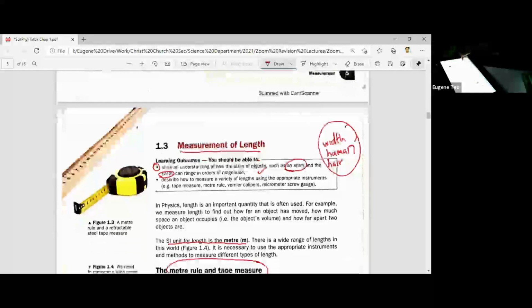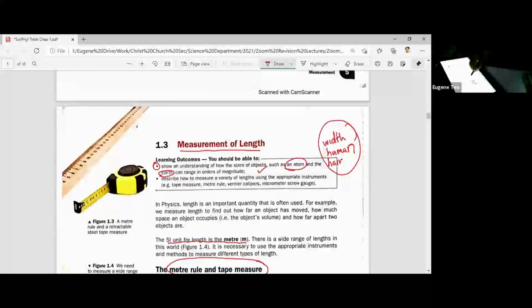Okay. Next one, we're going to describe how to measure a variety of length using the proper instruments. We have covered meter rule, we have covered tape measure. We're going to go into vernier caliper and micrometer screw gauge. I think in Sec 1 we have covered this quite a fair bit. So I'm just going to use the textbook to go through it. If you like to have some practice, you can look back in your worksheets in Sec 1. If you don't have them, please approach your teachers and ask them for some extra material.